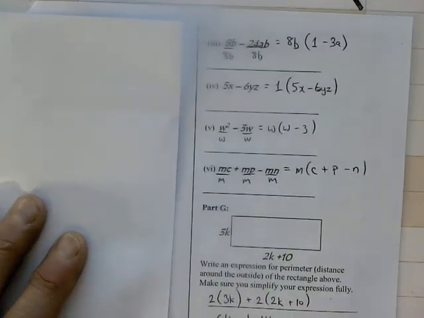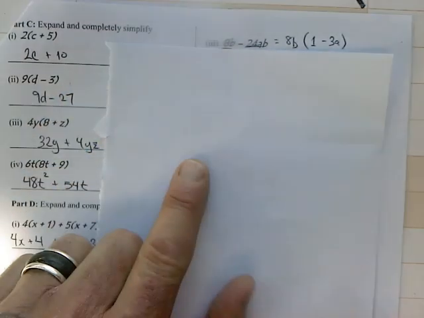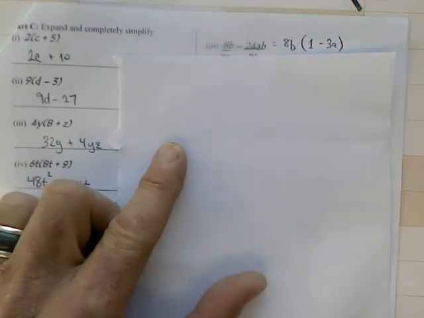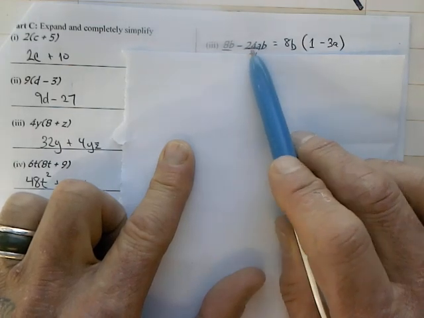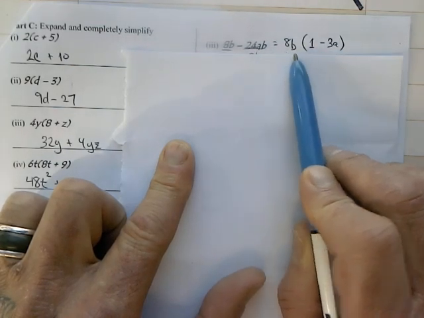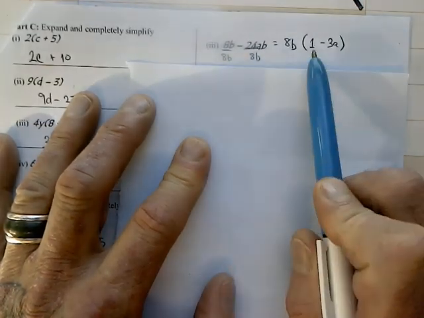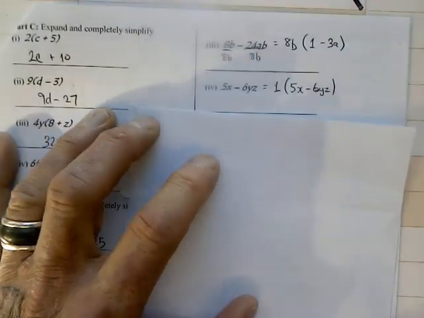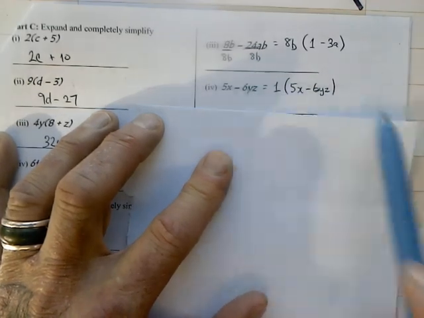We are still factorizing, looking to take out the biggest common factor, and sometimes the biggest common factor is going to be more than just a number. 8b, 24ab. So 8b is the biggest common factor. I divide each piece by the 8b, and I get 1 minus 3a. Next one, the biggest common factor was 1, so the original stays exactly the same.